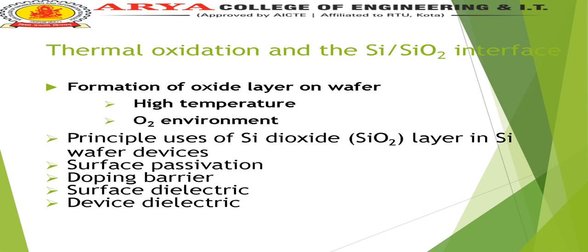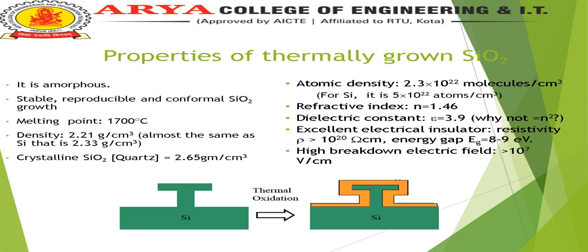Formation of an oxide layer on a wafer requires two things: high temperature and an oxygen environment. The silicon dioxide layer on a silicon wafer is used for device surface passivation, dopant barriers, surface dielectric and device dielectric. I already told you why we use the silicon dioxide layer: it provides an insulator, a dielectric layer, to separate the silicon part and the metal part. So that is why we need to create this insulator.